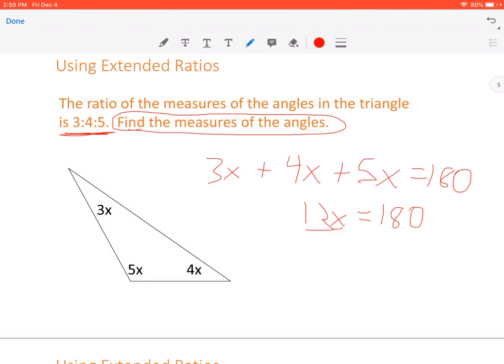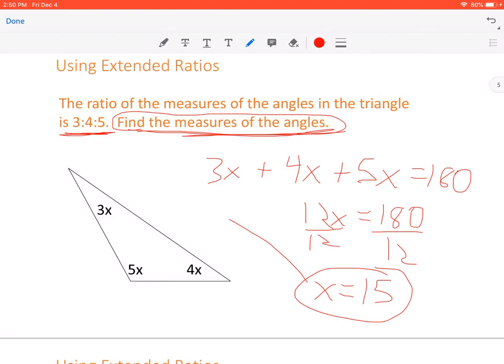What are you going to do to get x by itself? Divide both sides by 12. So again, 180 divided by 12, x is equal to 15. But that's not what the question asks. And again, for homework, sometimes it'll say find the measure of the largest angle or find the measure of the smallest angle. Well, they want to know the measure of all three angles, but let's find the smallest one.